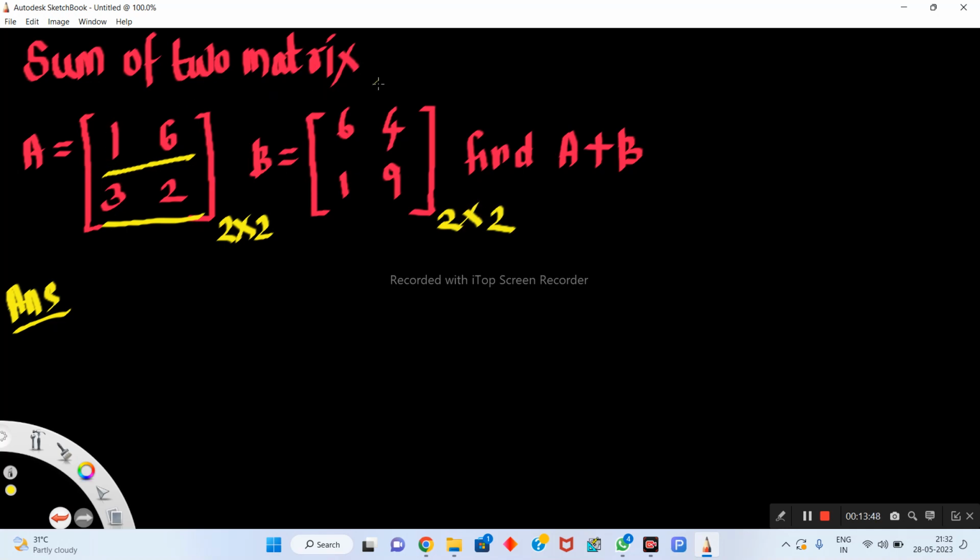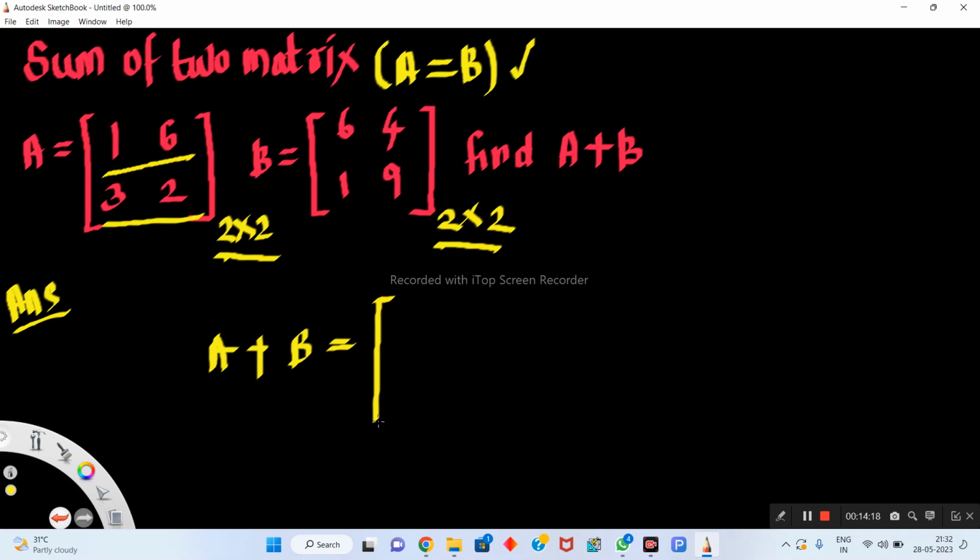For sum and difference of a matrix, you need to understand that order of both the matrix, means order of A and order of B, must be equal. Then only we can do sum. If the order of this matrix is 2 by 2 and if order of this matrix is 4 by 4, we cannot add both matrix. For addition you must check that the order of this matrix and order of this matrix must be same. Now let us solve this problem. We need to do A plus B.